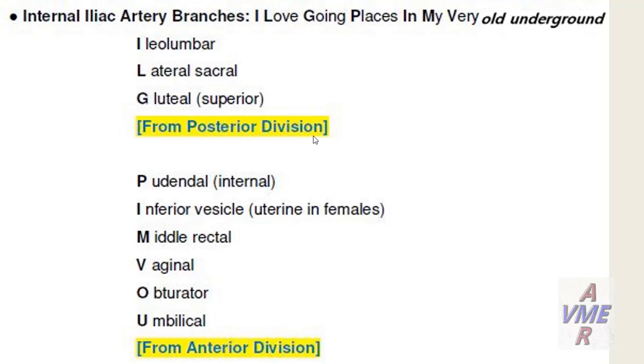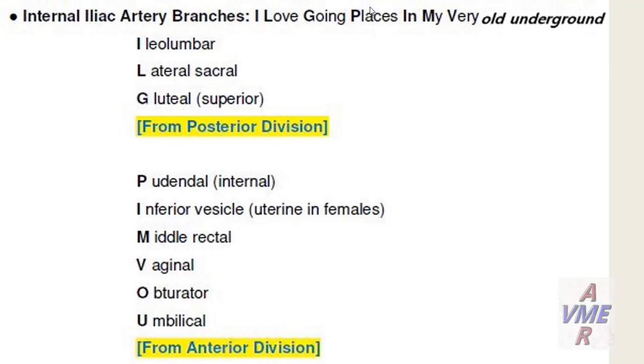First we have to identify the branches of the internal iliac artery, and we have this very good mnemonic: I love going places in my very old underground. I love going places. This is from the posterior division. I for iliolumbar, L for lateral sacral, G for superior gluteal.